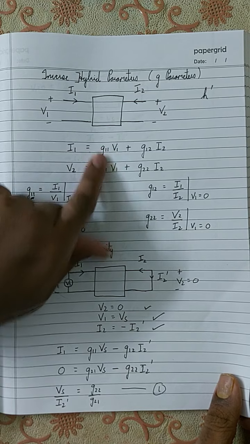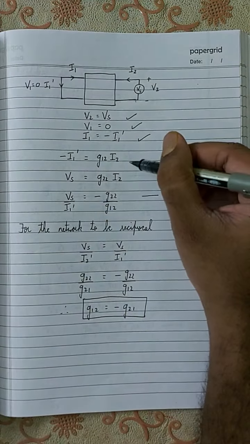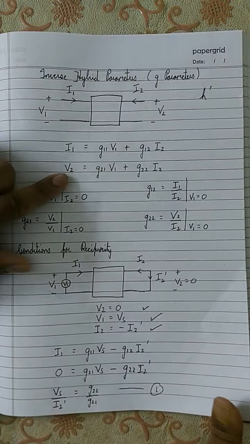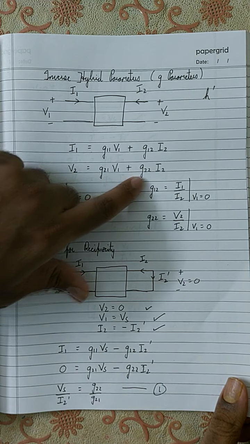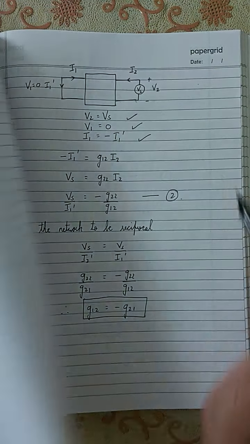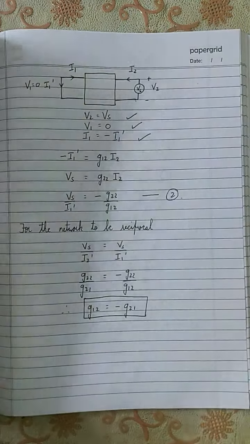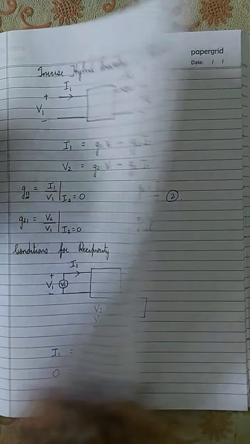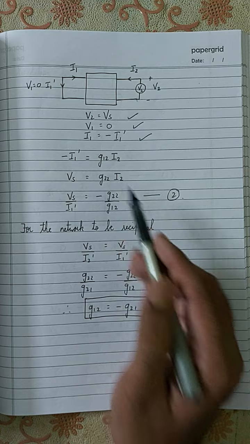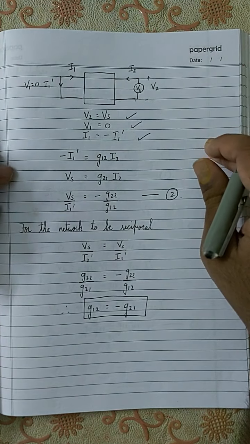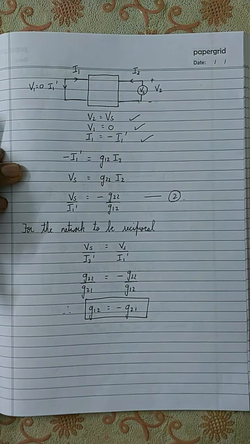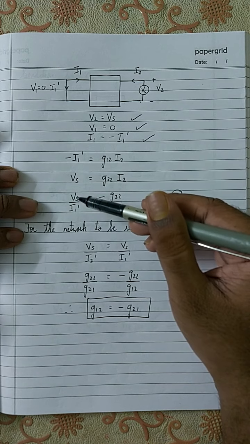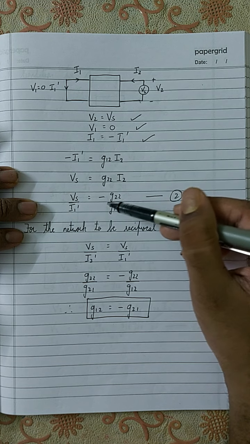Now apply all these three conditions in my inverse hybrid parameter equation. In the first equation, substitute I1 as minus I1 dash, and V1 is equal to 0, which means the first term will disappear, so I will have minus I1 dash is equal to G12 I2. Now in the second equation, V2 is equal to G21 V1 plus G22 I2. We know that V2 is equal to Vs, and V1 is equal to 0, so the first term will disappear. Therefore we get Vs is equal to G22 I2. So here the ratio of my excitation to response is Vs by I1 dash. Therefore to find Vs by I1 dash, simply divide this by this. So I will get Vs by I1 dash is equal to minus G22 by G12.